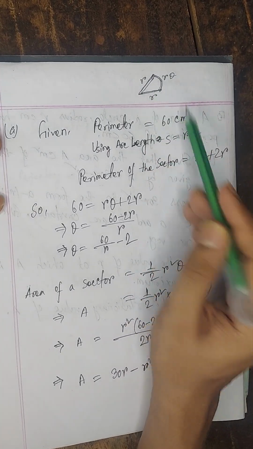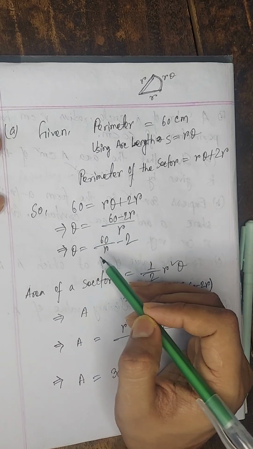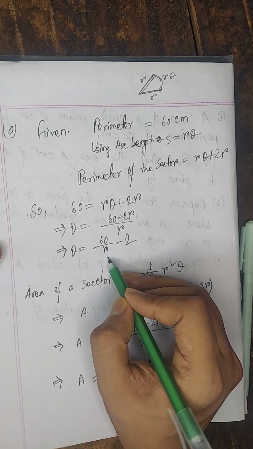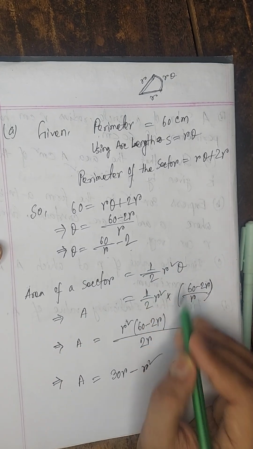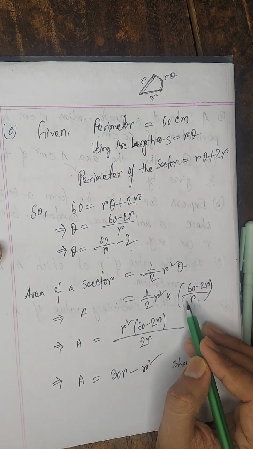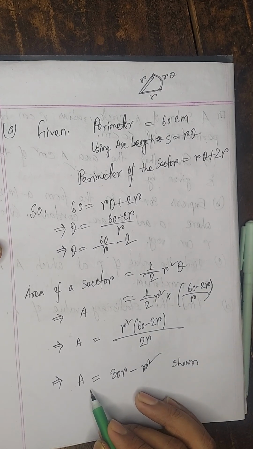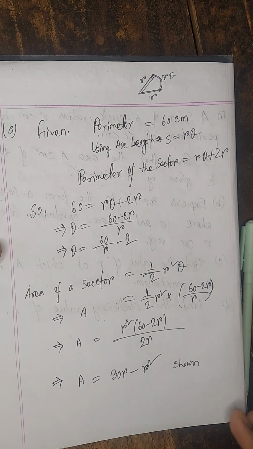That's why we get 2r plus rθ, and 2r plus rθ is equal to 60 according to the question. Then we get the value of θ is (60 divided by r) minus 2. Then the area of a sector will be half r²θ, which is half r² times (60 minus 2r) by r, and our area of the sector is 30r minus r².